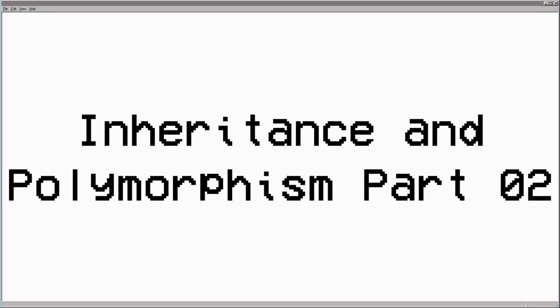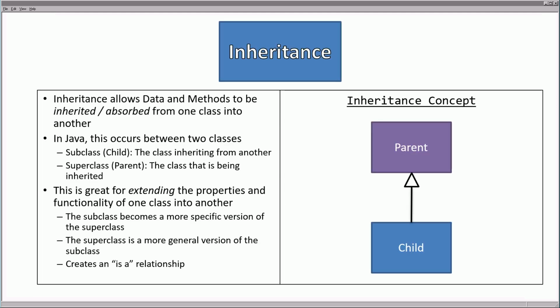Today, we're going to continue to discuss inheritance and polymorphism. In a previous lecture, we began discussing the concept of inheritance. Inheritance allows data and methods to be inherited or absorbed from one class into another. In Java, this occurs between two classes: the subclass, the child, which is the class that's inheriting from the other one, and the superclass, the parent, the class that is being inherited from.